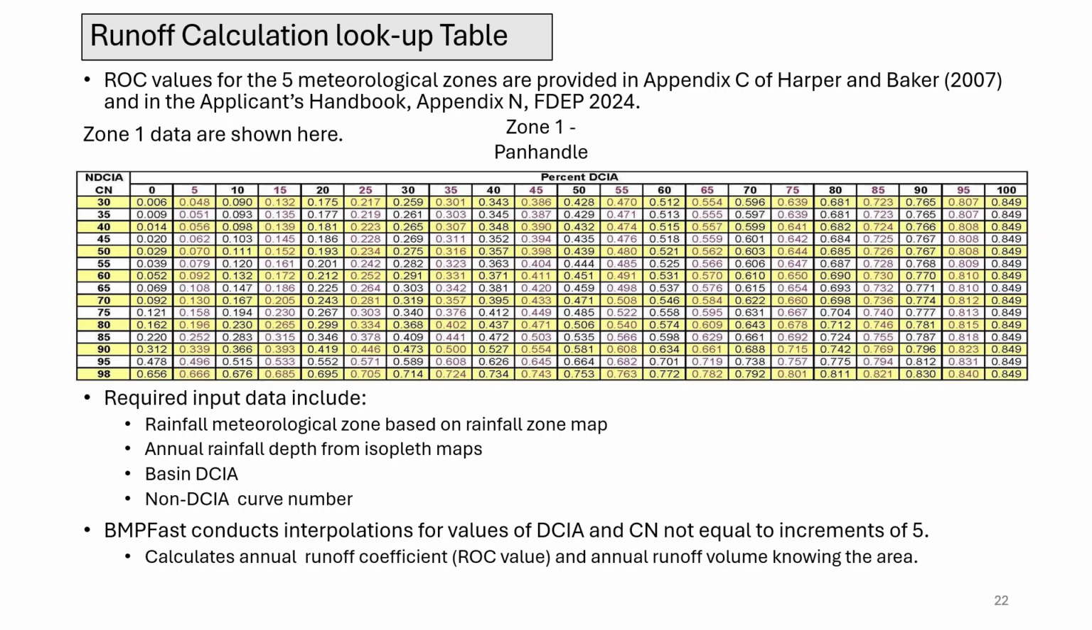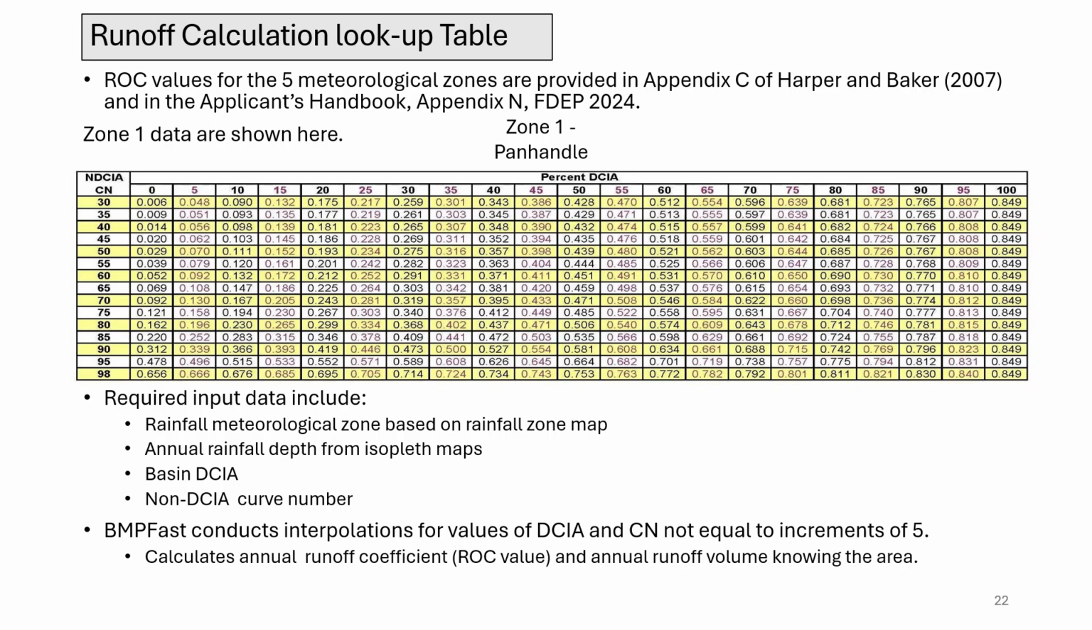For our example here, we are specifically viewing data pertinent to Zone 1, which encompasses the Panhandle region of the state. To effectively utilize these tables, several pieces of input data are essential. You'll need to identify the correct rainfall meteorological zone based on the rainfall zone map, determine the annual rainfall depth from isopleth maps, and have values for both the basin's directly connected impervious area, or DCIA, and the non-DCIA curve number.